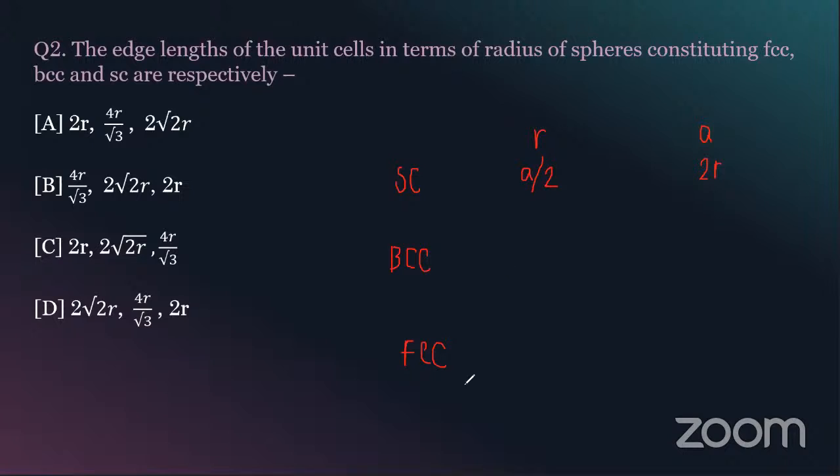Okay, first we'll write for FCC because that is very simple. It is 4R by root 2. Okay, and when you come to R, you get A is equal to 4R. Everybody please write this formula.